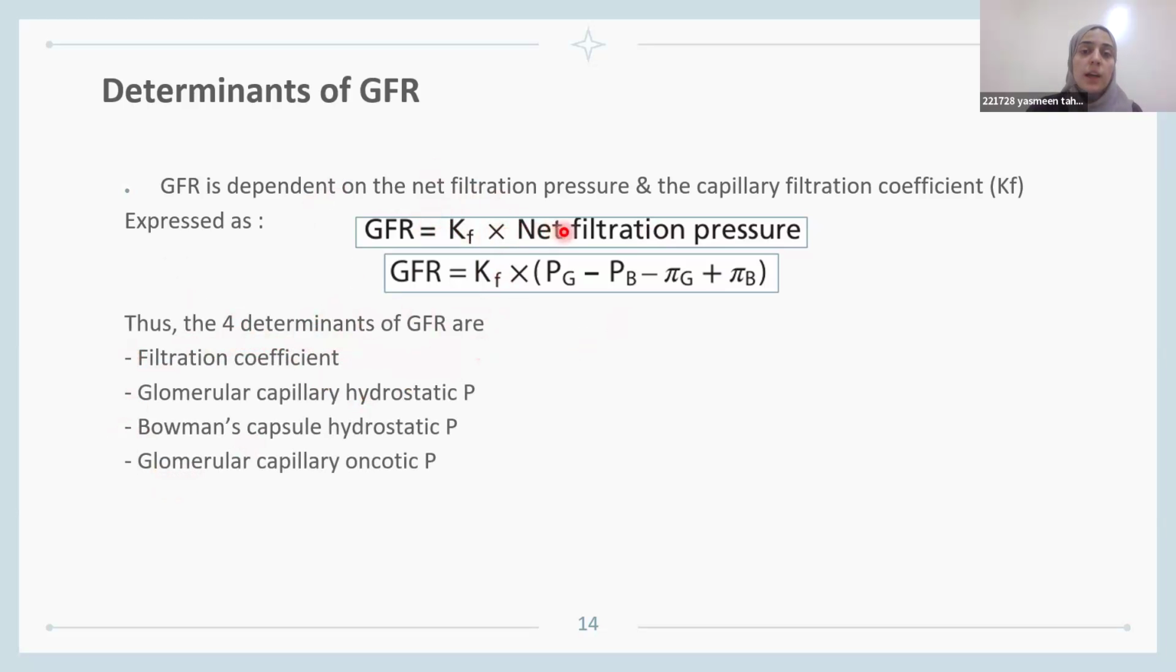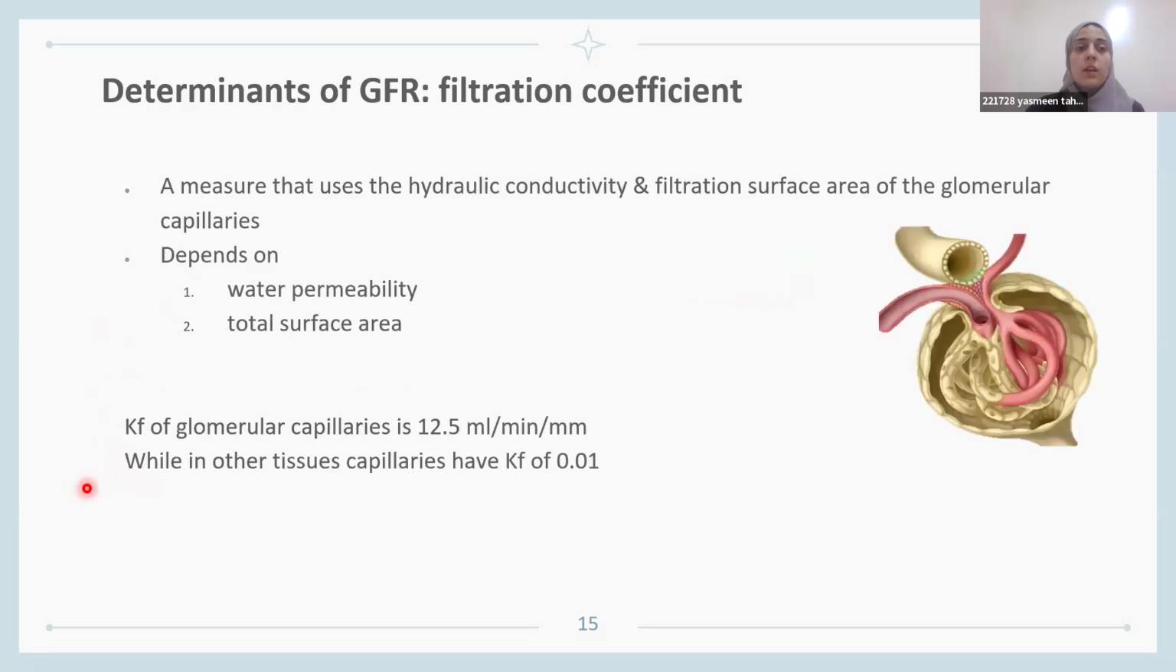Again, the filtration coefficient and the net filtration pressure. We have three values that affect the net filtration pressure: glomerular capillary hydrostatic pressure, Bowman's capsule hydrostatic pressure, and glomerular capillary oncotic pressure. There is one missing thing here, which is the Bowman's capsule oncotic pressure. We didn't put it here because it's basically zero. We just mentioned that protein is not filtered. So if protein is not filtered, Bowman's capsule is not going to get any protein, and this will lead to the oncotic pressure of Bowman's capsule being zero. But these other three, however, are relevant and they are changeable by different measures.